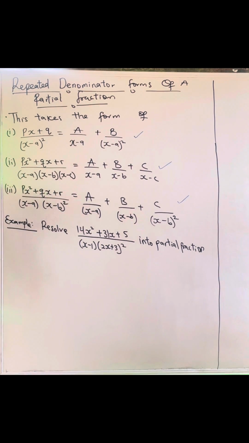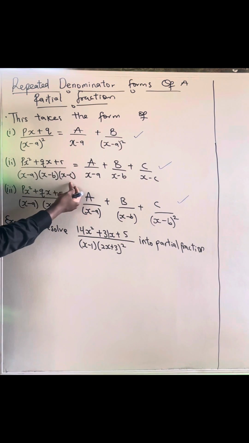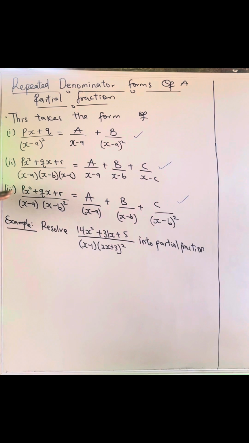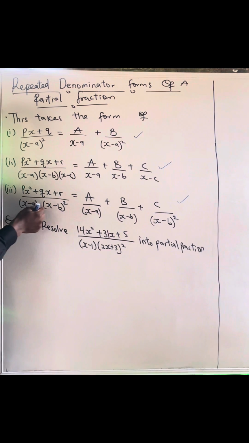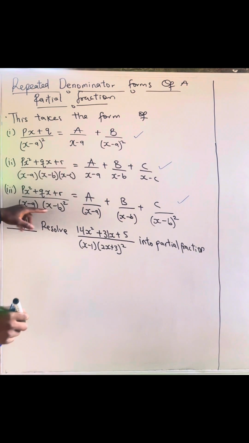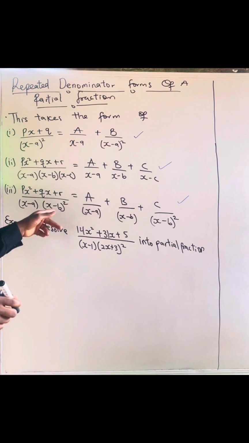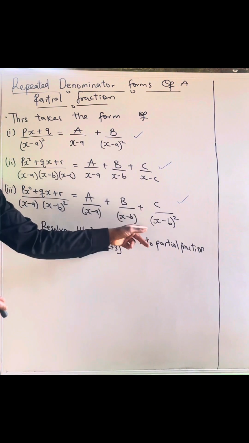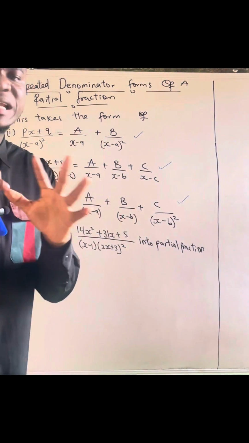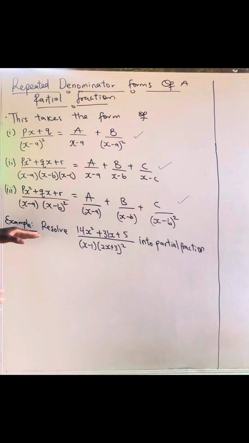But in this form, it is just x minus a, x minus b, x minus c, so you just write it as A over this, B over this, C over this, no problem. In this form, we have x minus a, x minus b squared, so we write it as A over x minus a plus B over x minus b plus C over x minus b squared. This general form, you don't need to memorize them. You just have to study and understand them.